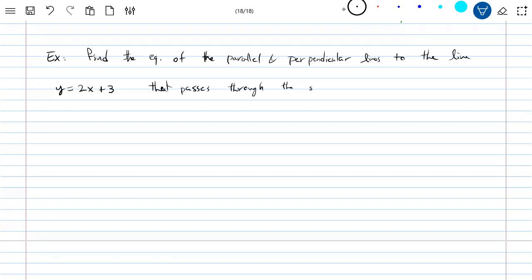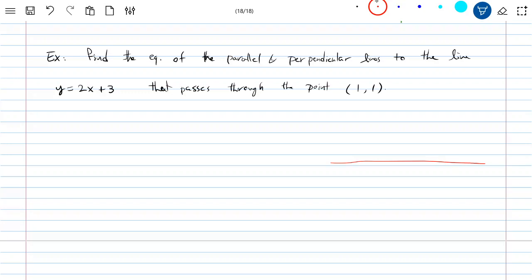Sorry, not the same y-intercept, that passes through the point. Let me pick a different point. Otherwise, the parallel lines would be the same. Through the point, I wanted to say it for perpendicular, but let's say differently. 1 and 1. Okay. So here, first some information to understand.